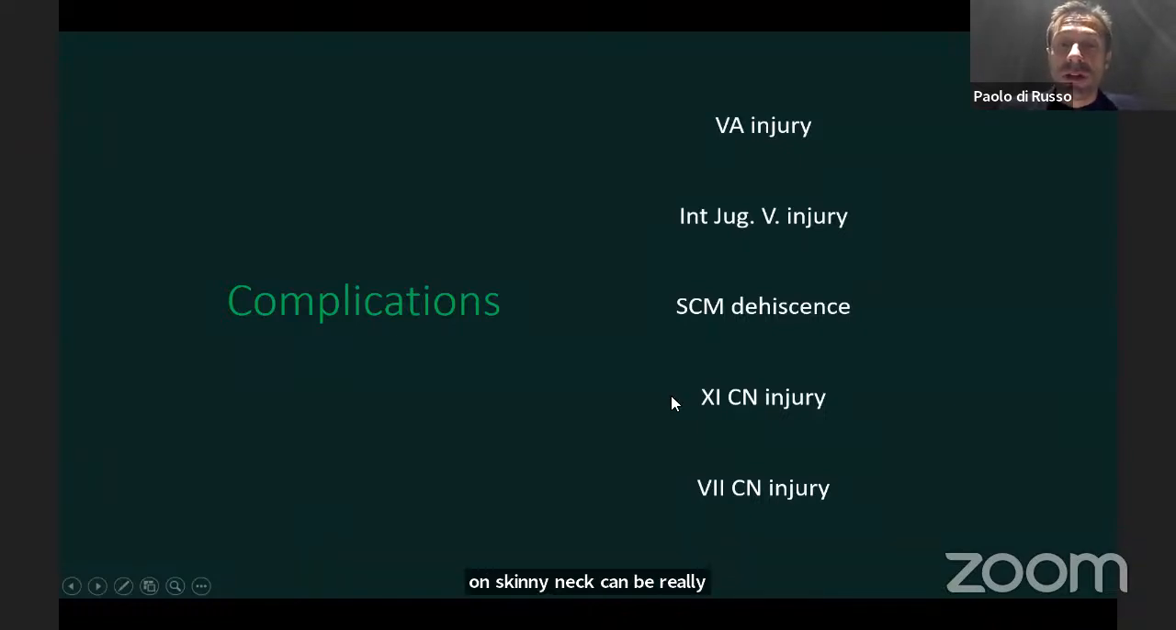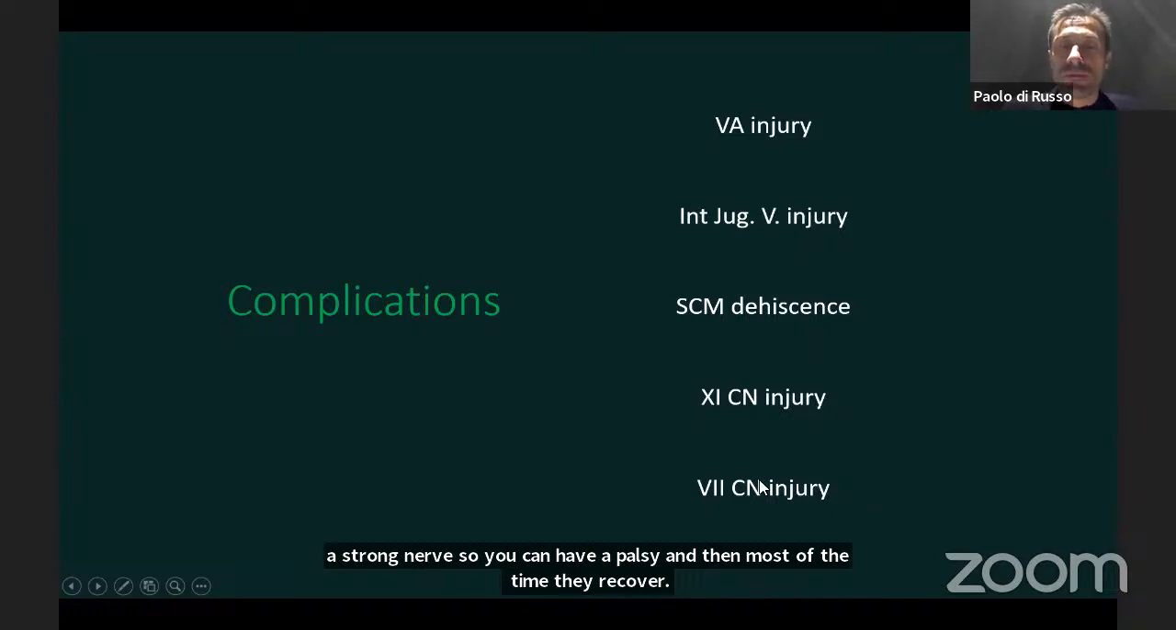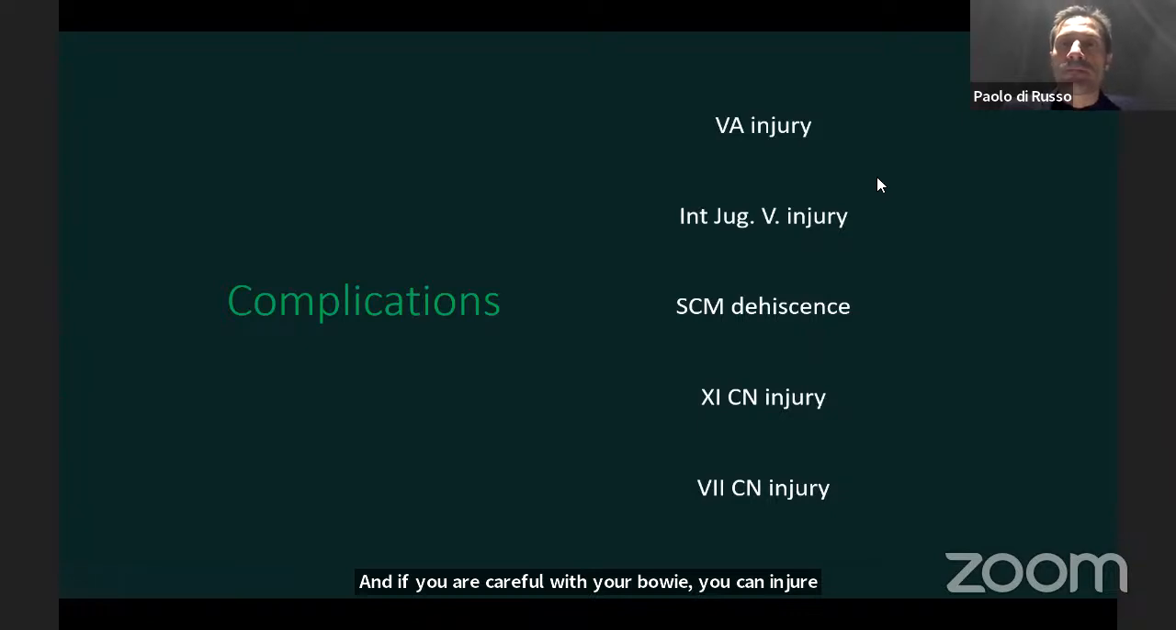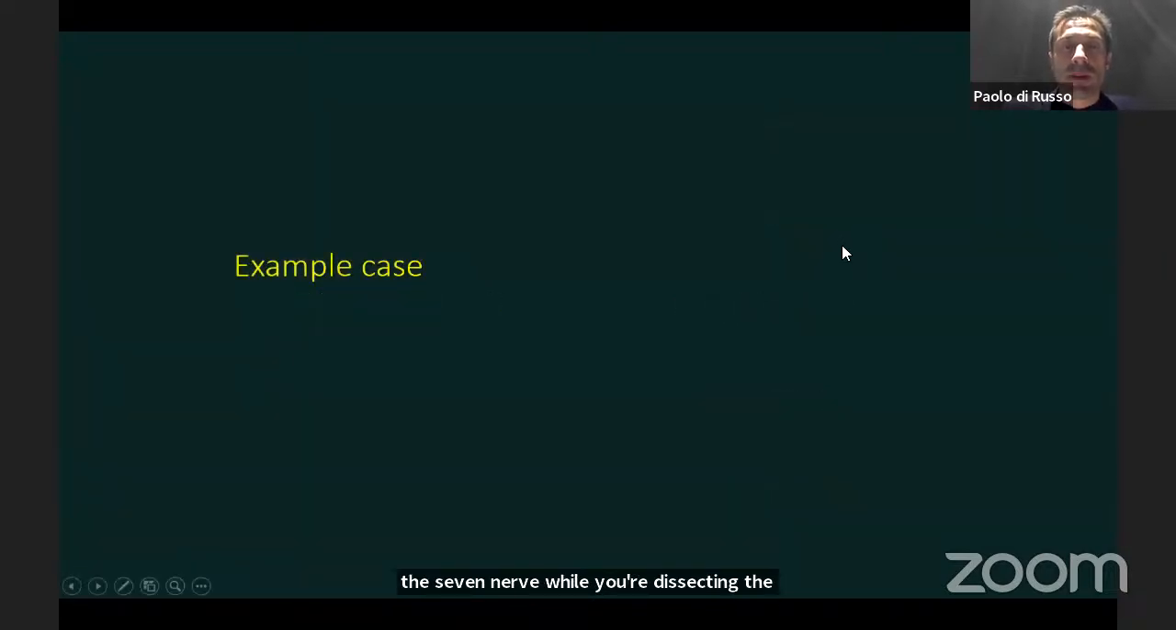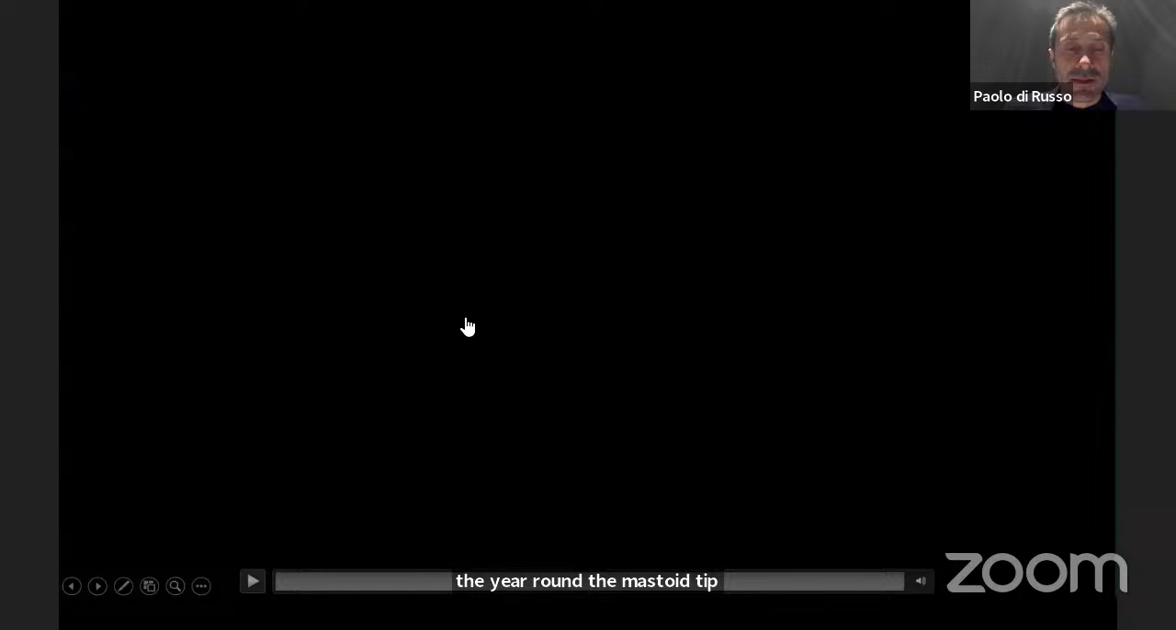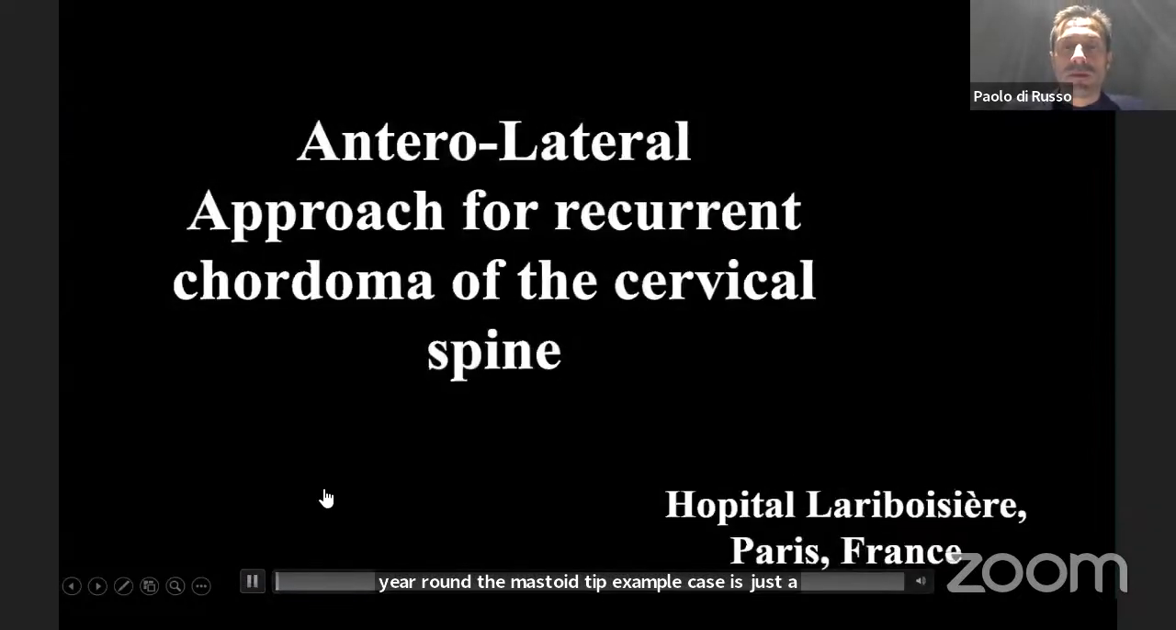You can incur an injury to the 11th nerve, which is not so common because the 11th nerve is a strong nerve, so you can have a palsy, and most of the time they recover. And if you are not careful with your Bovie, you can injure the 7th nerve while you're dissecting around the mastoid tip. An example case is a particular case that we did with Sebastian, and we published it 4 years ago when I was in Paris.